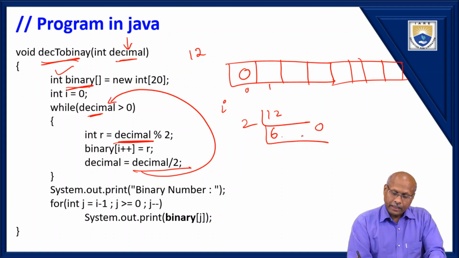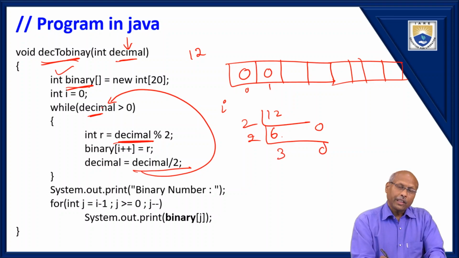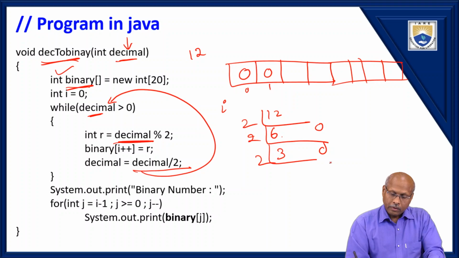6 is greater than 0, yes. 6 modulus 2, how much is it? Again, because if you divide by 2, the remainder is 0. So put 0. Now decimal is 3. 3 is greater than 0, yes. 3 modulus 2. If you divide 3 by 2, the remainder is 1. Remainder is 1. Again, the value is 1.